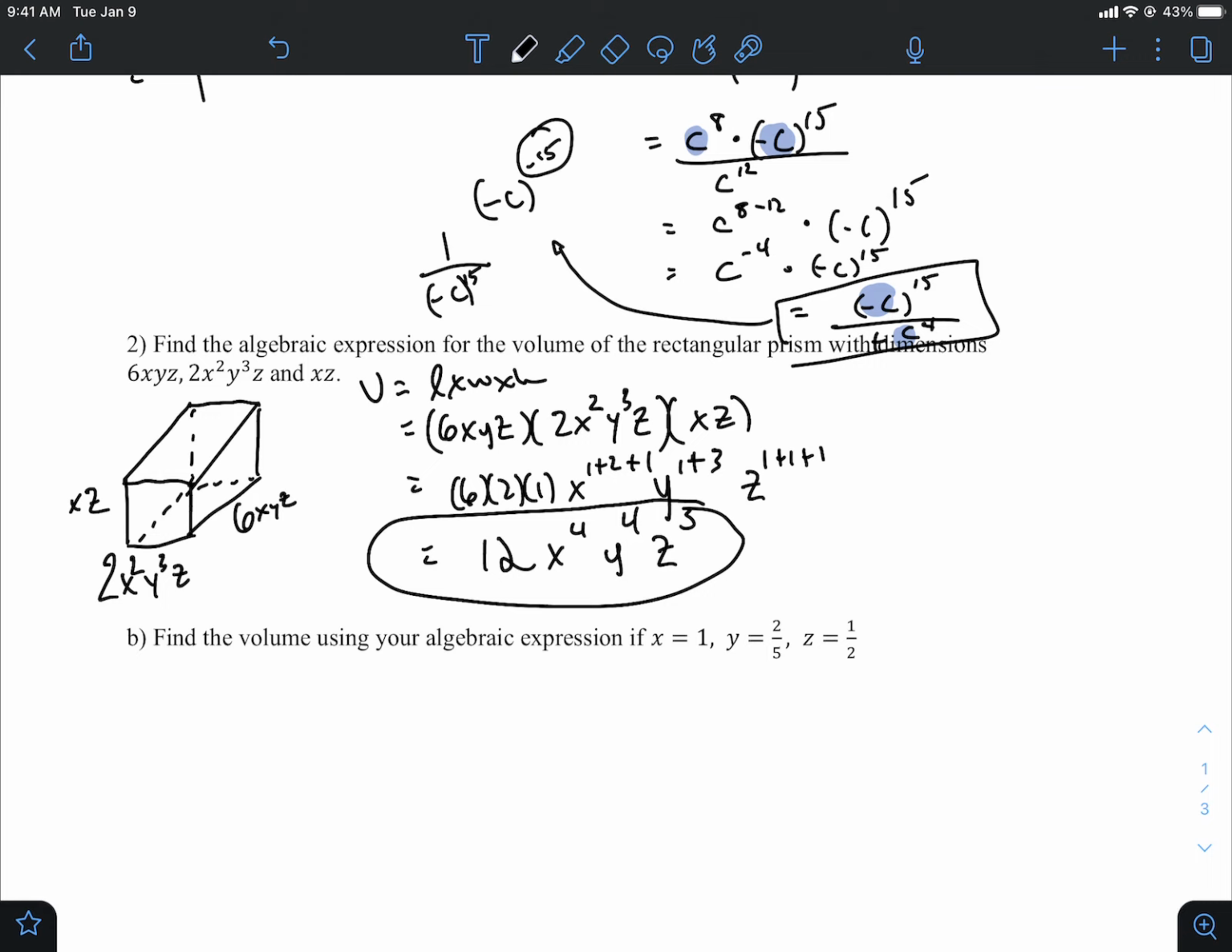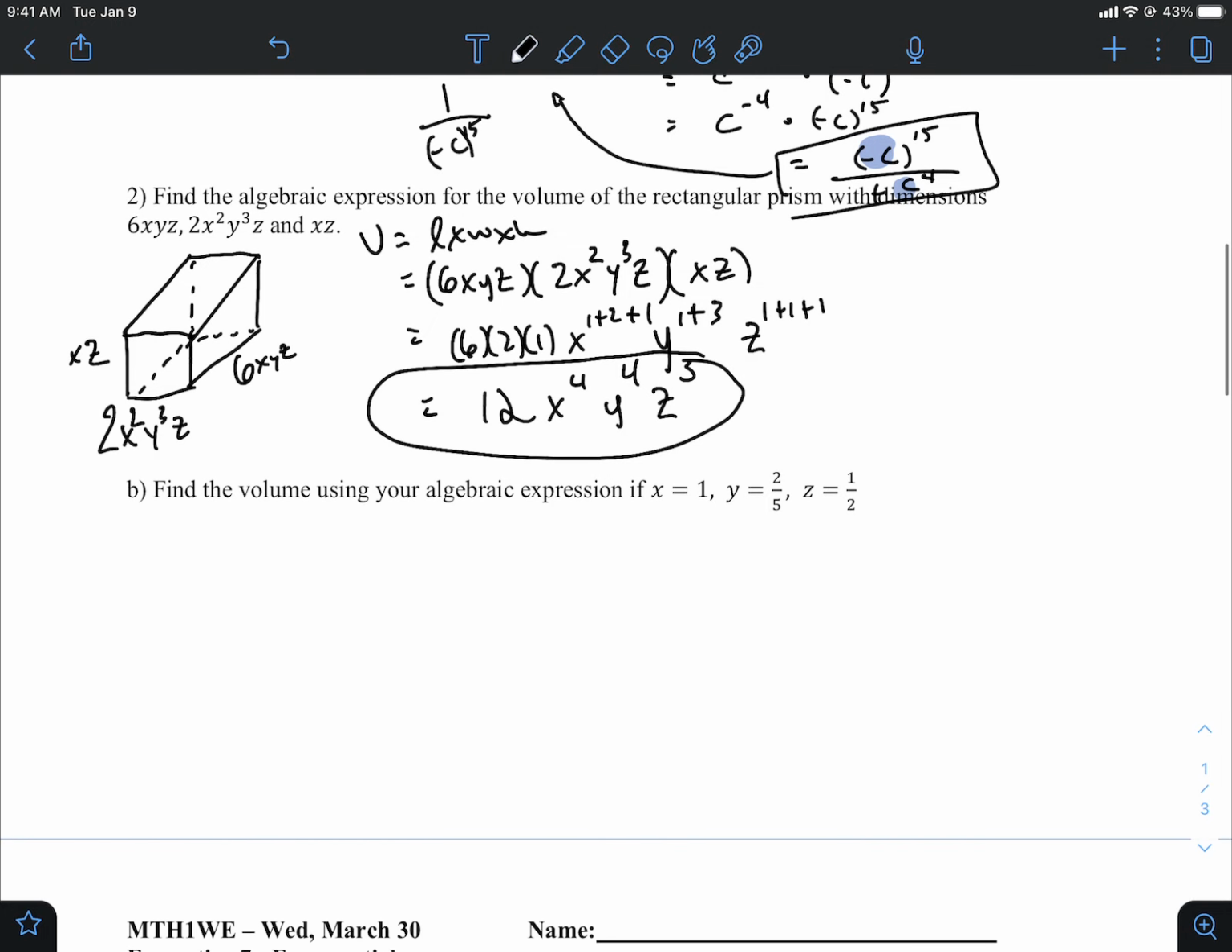Okay, and then from there, this is where things got interesting. I could have been nice, but I thought, nah. We're going to plug in some ugly values for x, y, and z. Well, x is nice. Y and z are not. So we're going to take our algebraic expression and substitute the fact that x is 1.